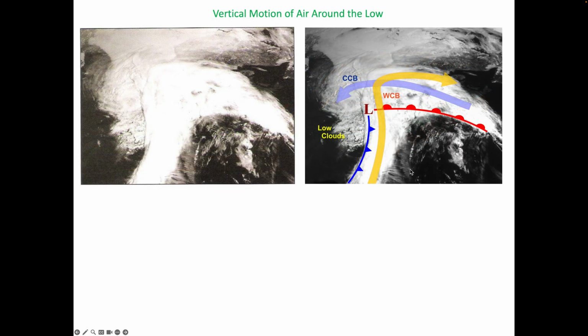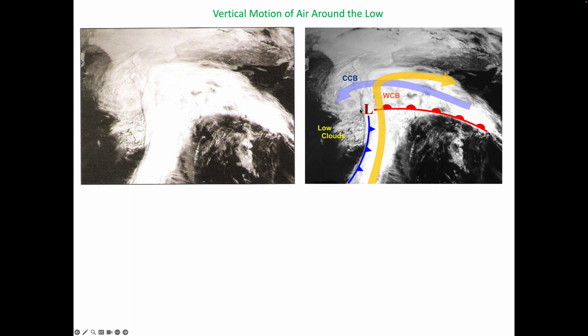If we take a look at a couple of satellite images, we can actually see what these conveyor belts look like. This is a visible satellite image of a very mature extratropical cyclone. If you take a look at the texture of the clouds, you can see higher clouds to the east, right here, and lower clouds to the west. You can see the edge between the higher clouds and the lower clouds, and you can see where the cold front is located, where the air is no longer rising, right here where my cursor is.